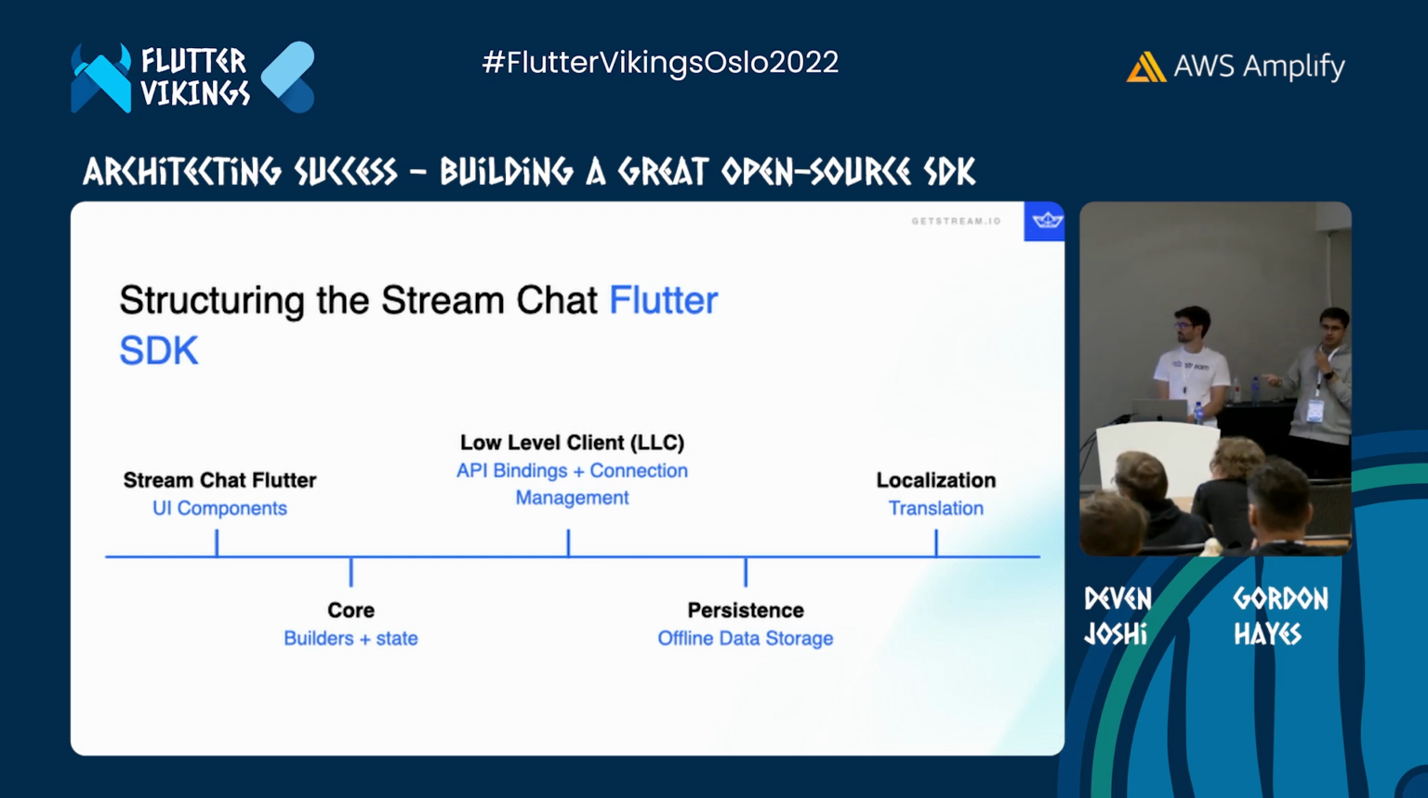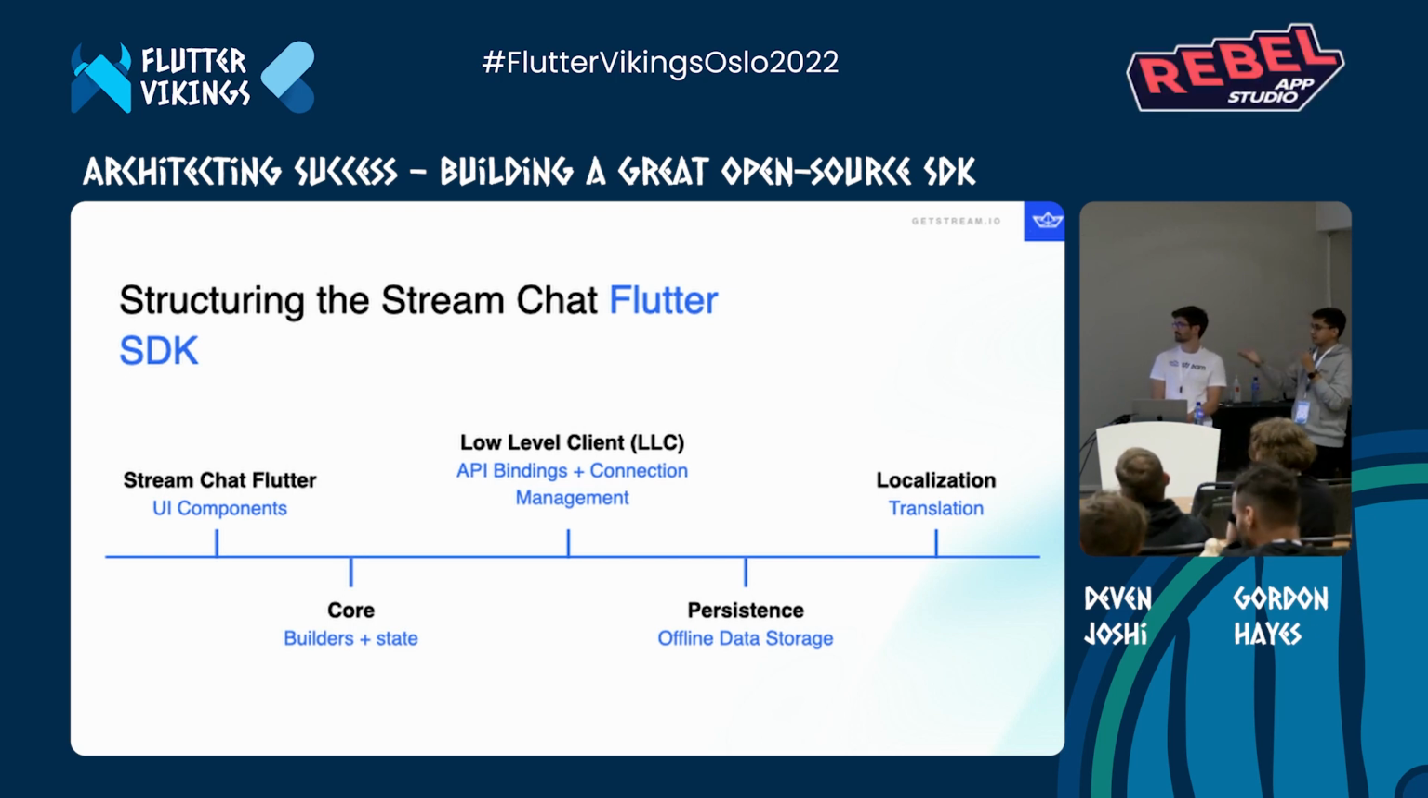Then obviously there was a complaint where, okay, we want offline support. So we had persistence. Initially it was all bundled up in the Chat Flutter, but then we realized, let's separate this out so we can get you custom implementations of your offline data storage. And then obviously localization, so you can add translations, because chat translation is important, and that was kind of unavoidable. So this is how our SDK right now is structured.